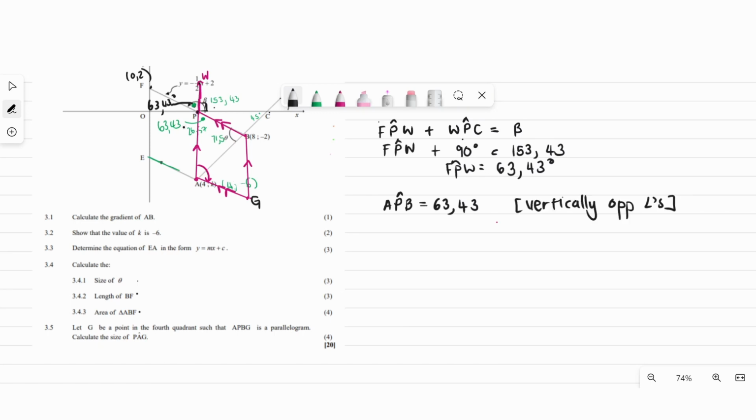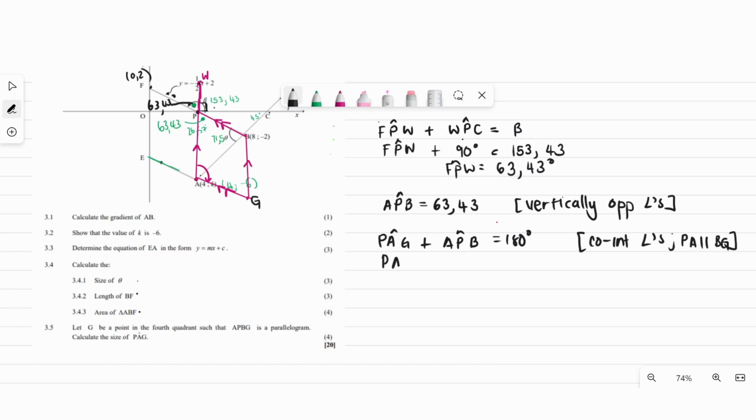Then moving to the last one, because we want this. To get that one, if you take this angle that they want, which is PAG, plus this angle, which is APB, that is going to be equal to 180 degrees. The reason is co-interior angles, because PA is parallel to BG, because they told us that it is a parallelogram, right?